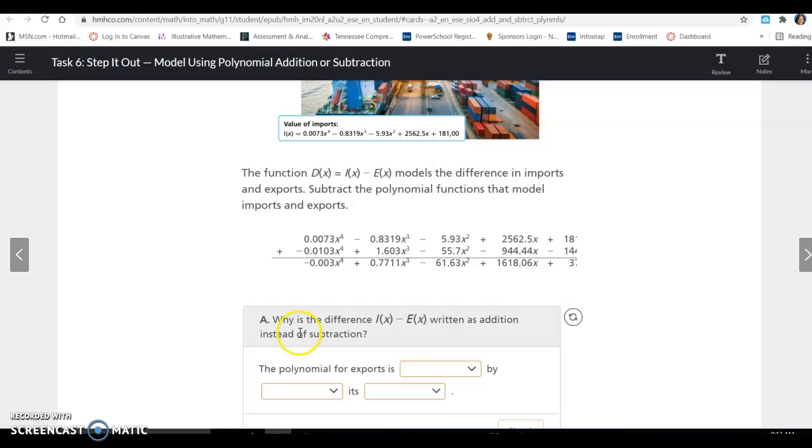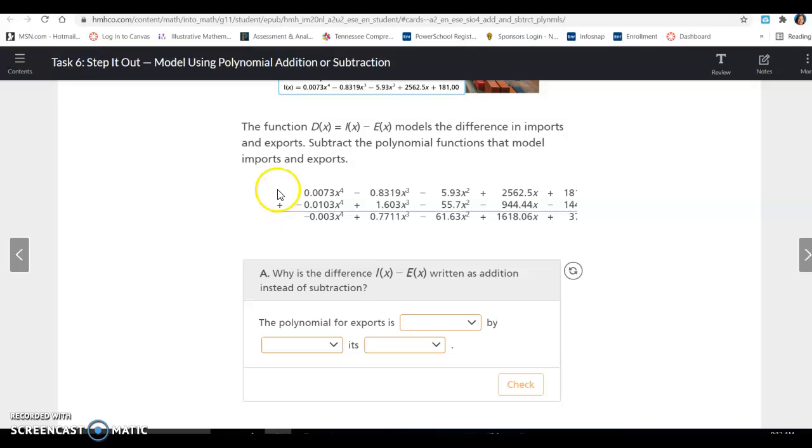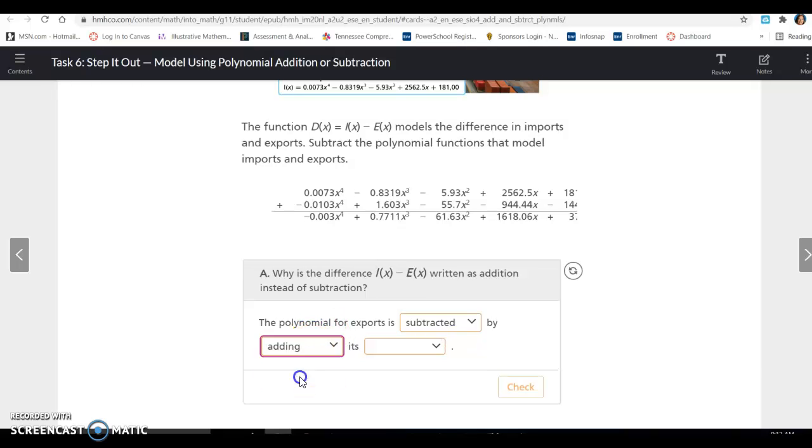And it says, why is the difference written as addition instead of subtraction? So just like in the last example, you kind of distribute that negative to the second polynomial so you can add those terms together. And that way you don't lose a negative as you go across. It's better to distribute it to each term first, and that way you don't have to remember to go across with the negative at the end. So the polynomial for exports is subtracted by adding its opposite.